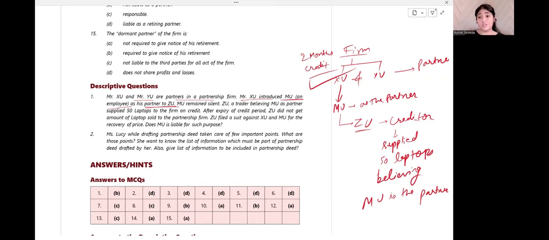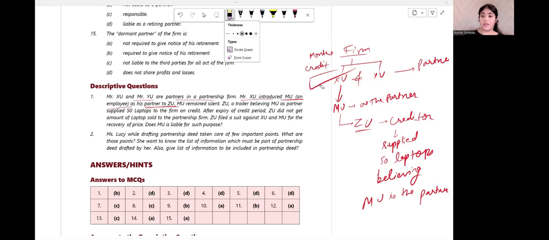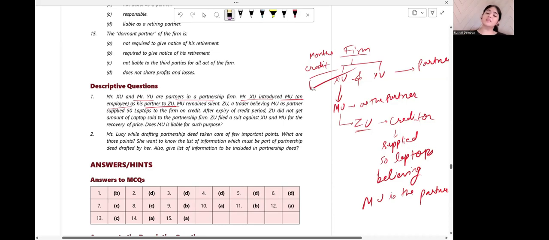Liable. Okay. Why will he be liable? He is not the partner. Partner by holding out. Partnership by estoppel. He did not deny the fact that I'm not the partner. He remained silent on this particular situation. So we will say that MU is also liable for this purpose.